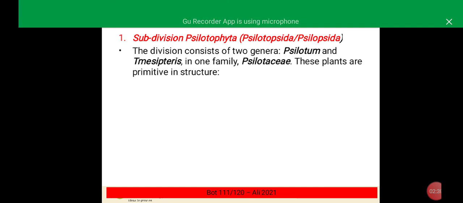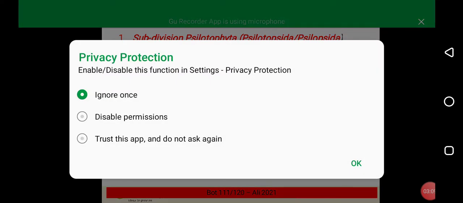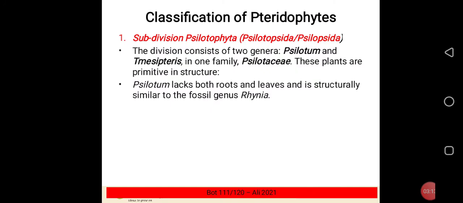Okay, let's continue. Now, this subdivision consists of 2 genera, and the 2 genera are Psilotum and Tmesipteris, the T being silent in this case. These plants belonging to subdivision Psilophyta belong to the family Psilotaceae. That's something you should not forget. Don't forget that the members of subdivision Psilophyta belong to the family Psilotaceae, and they have 2 genera, that is Psilotum and Tmesipteris. And now, what is the difference between Psilotum and Tmesipteris?